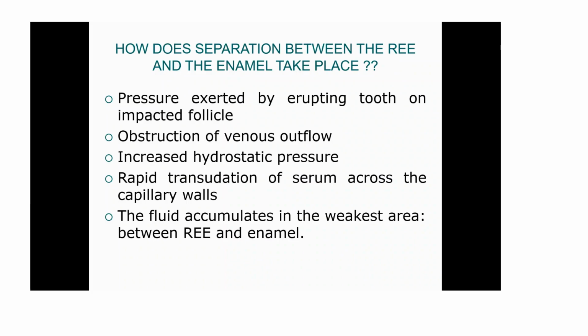Now sometimes the examiner could ask you, why is the follicle not separating, why is the reduced enamel epithelium separating from the enamel? Because please note, very important point, the reduced enamel epithelium and the enamel don't have a very strong junction between them. That is the weakest portion. It is just like how water collects between a wallpaper and a wall. Exactly that is happening. The wall being your enamel and the wallpaper being your reduced enamel epithelium.